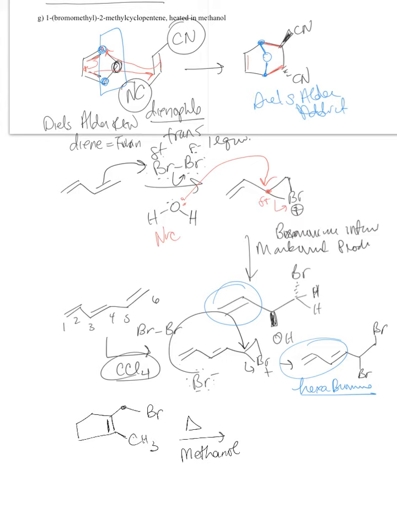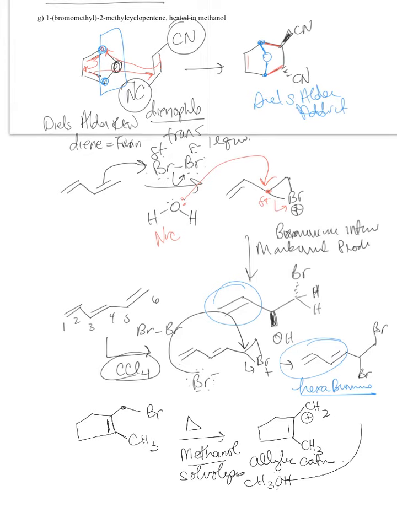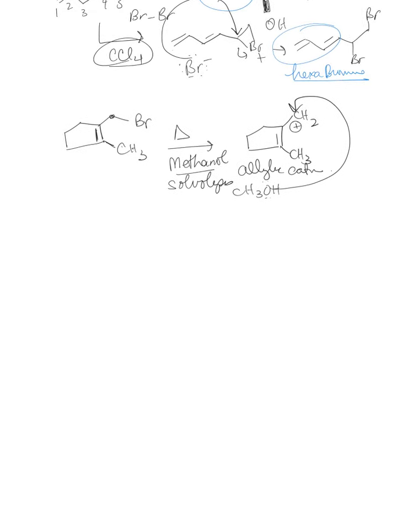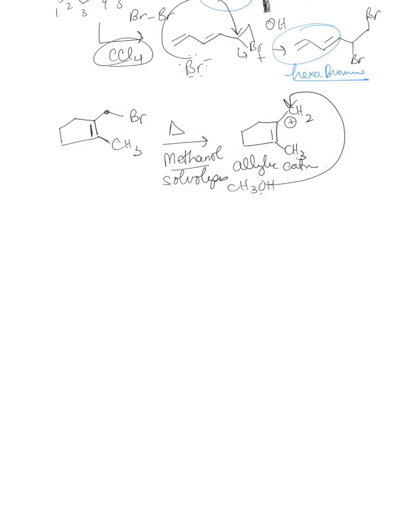So could you have an elimination? Would this be solvolysis? So if you did that, and these would definitely be CH2 plus. This is an allylic cation, and they are stable. So you could get definitely that. And what you would get is the nucleophile then coming in and attacking your carbocation. That would be a 1-2 addition.